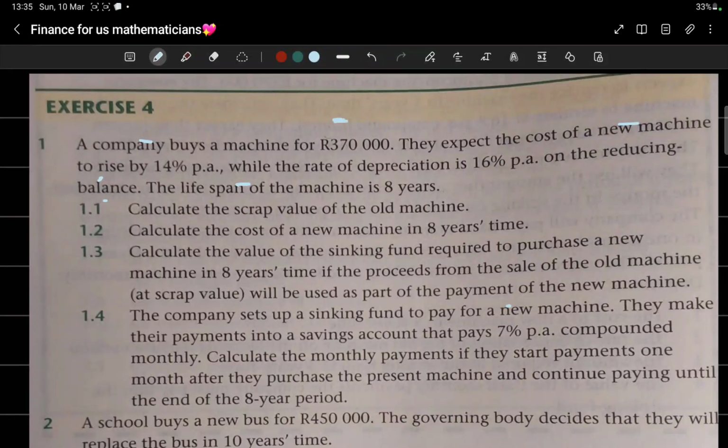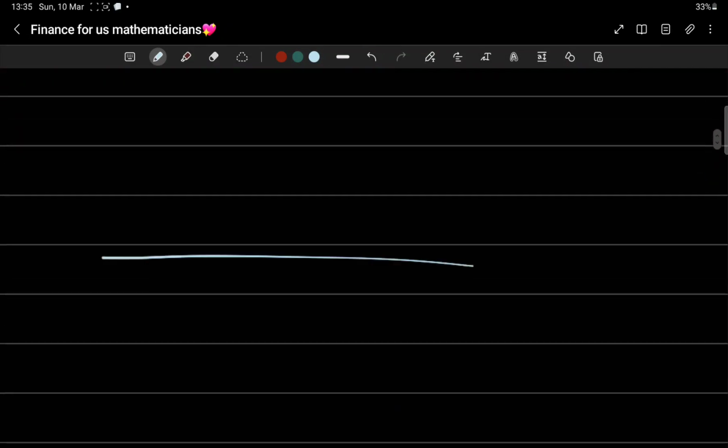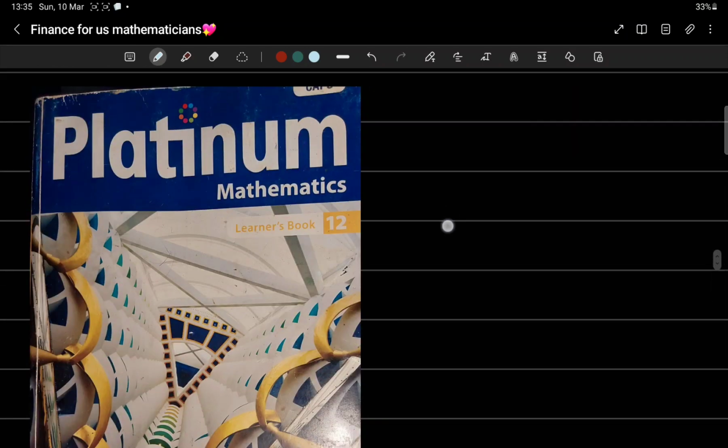Okay, let's finish off exercise 4, number 2. By the way, in case you forgot, we're using this textbook.